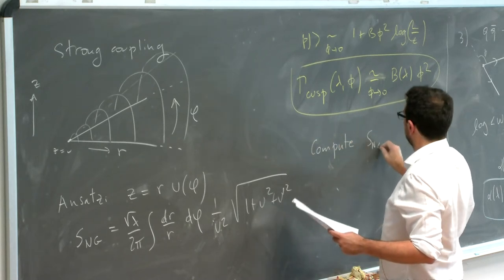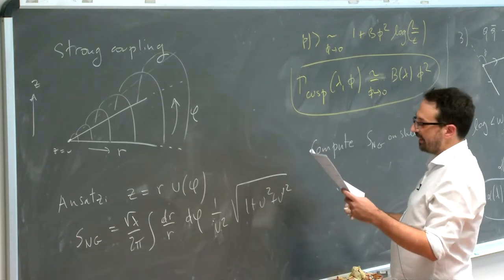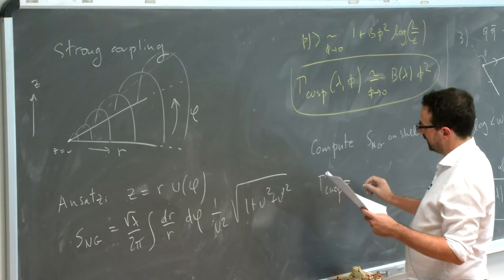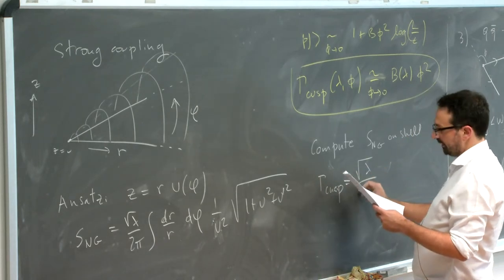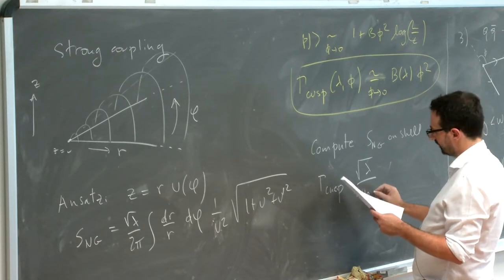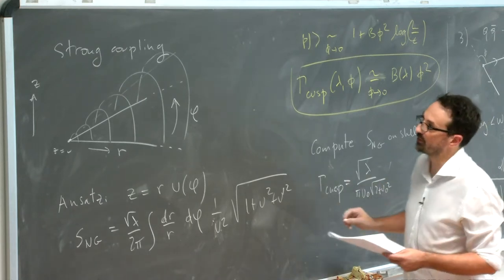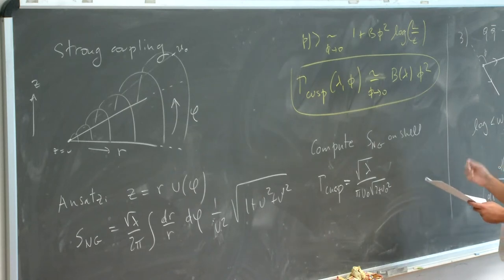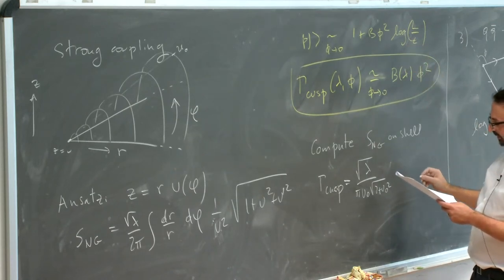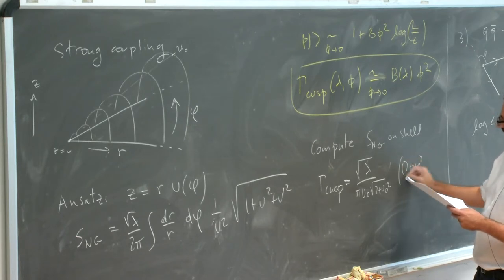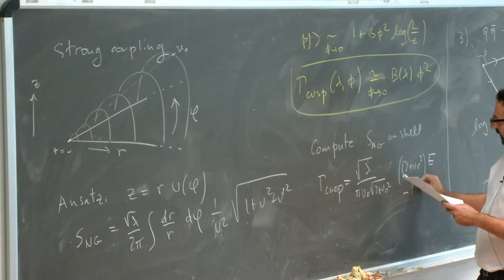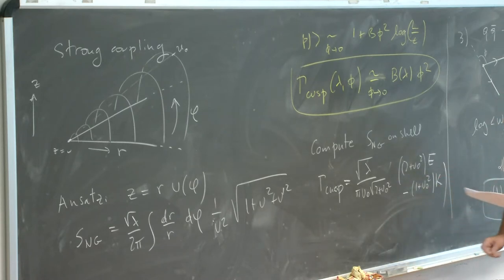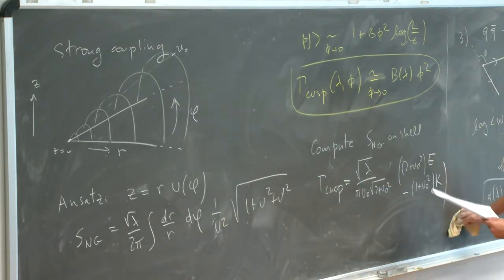So compute the action on shell, subtract the divergence and everything, and then you get that gamma cusp is equal to some elliptic integral. So square root of lambda, pi, u0, square root of 2 plus u0 squared. So u0 is the highest point. It's this integration constant that comes from integrating over the highest point. 2 plus u0 squared, some elliptic integral, minus 1 plus u0 squared, some other elliptic integral. Anyway, you can do that, and OK, you can take the limit now. You can take various limits.